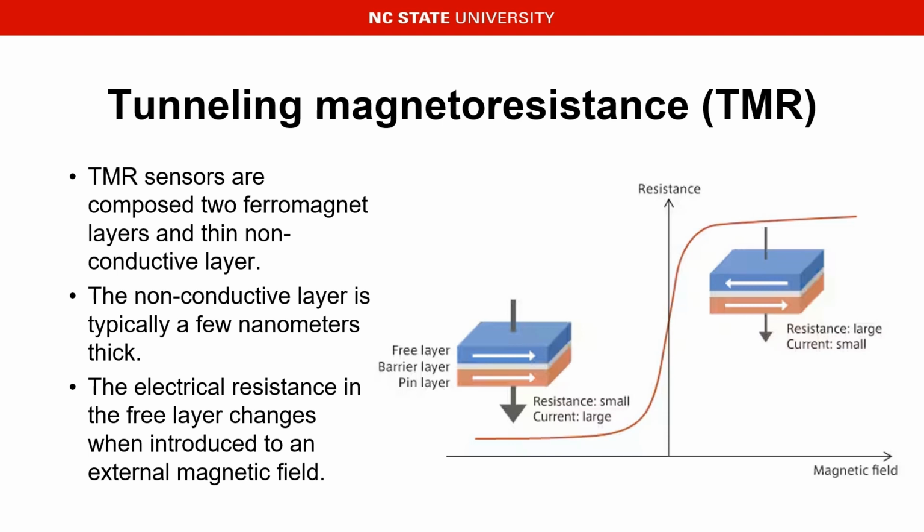So what happens is, as you change the magnetic field, the electrical resistance in the free layer, the top layer, changes, and that causes you to be able to sense the magnetic field.